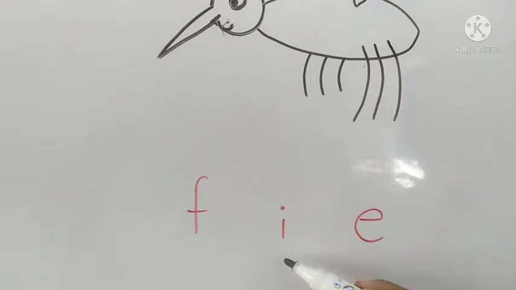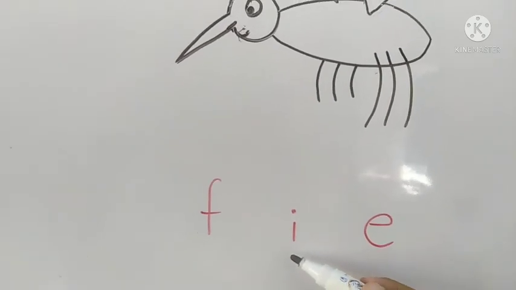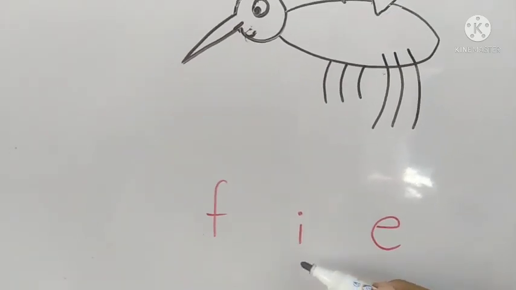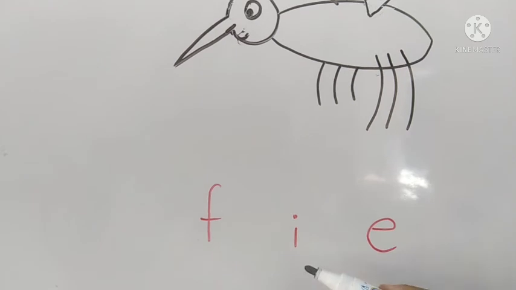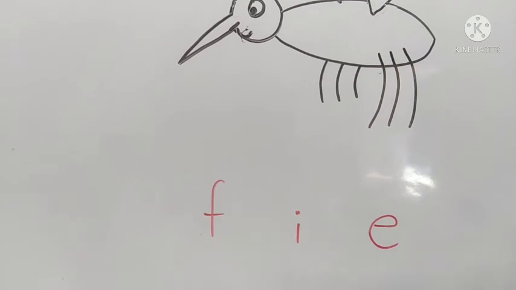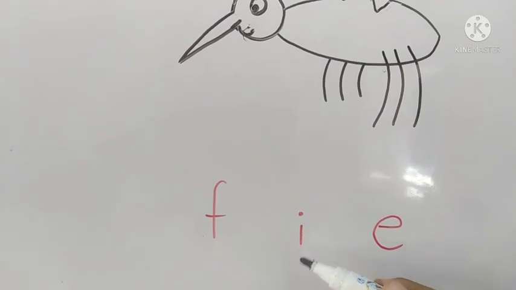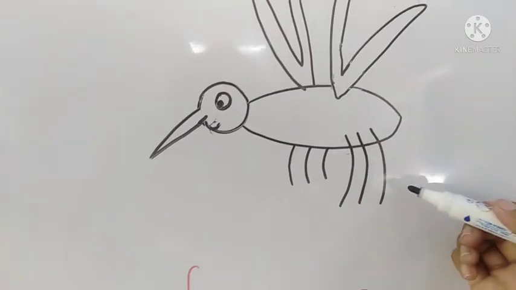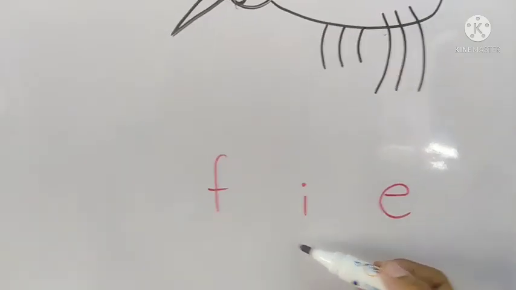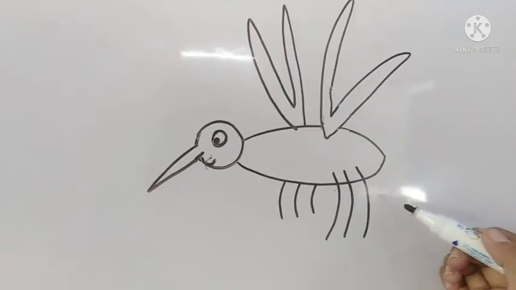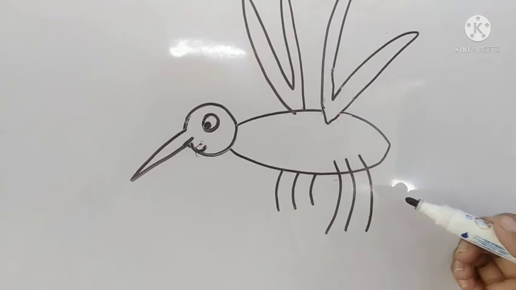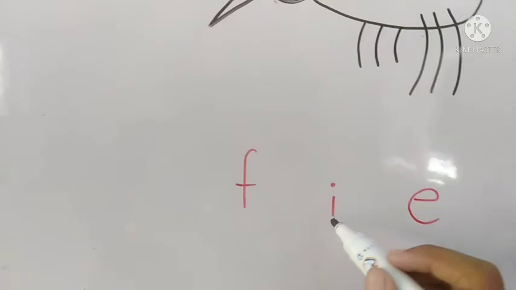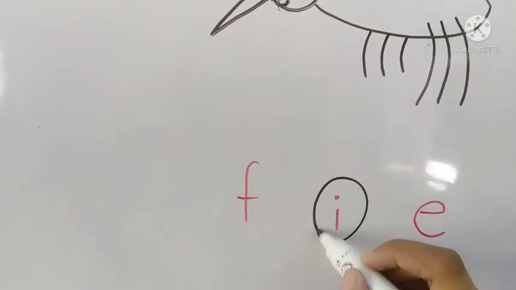So let's see the next letter. This is letter I and its sound is I. Oh, this is the correct letter. Insect. I is the sound of I and I is the initial sound of insect also. So this is the correct letter. Circle this.